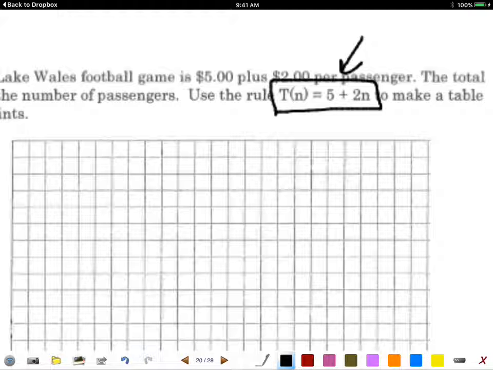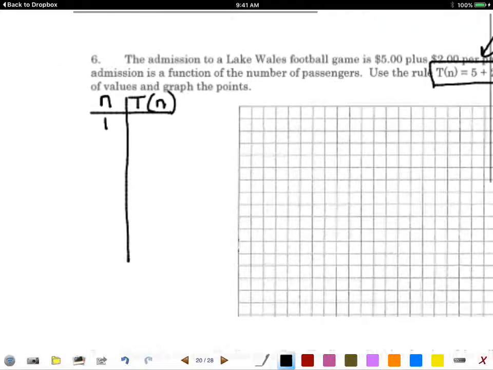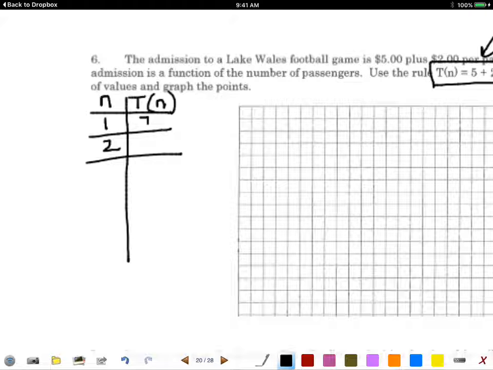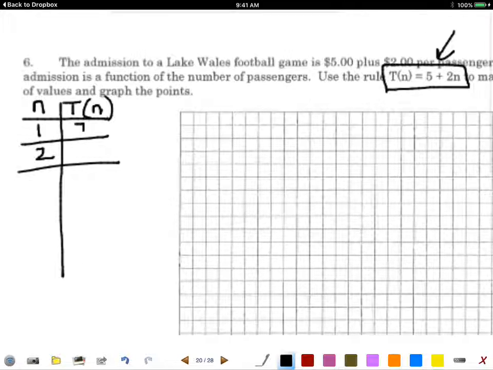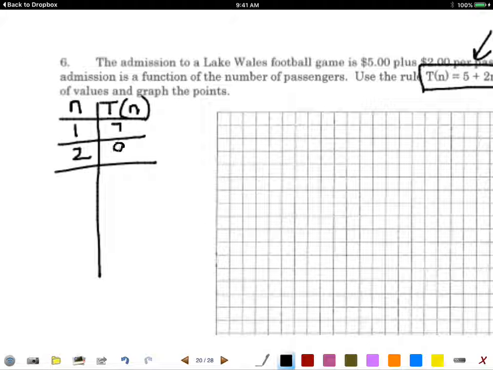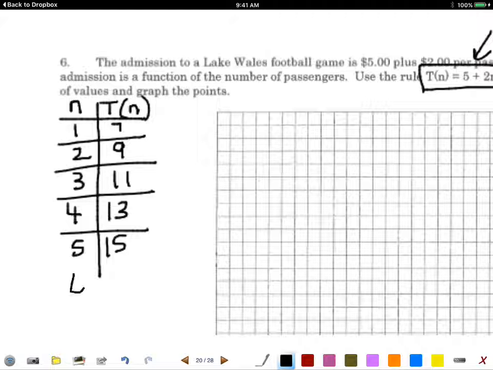Okay, so if that's the case, look at this right here, and we have to do 2 times 1 first, right? Which is 2, and 5 plus that 2 would be 7. So one person would cost $7. How about 2 people? How much would 2 people cost? 14. You have to do the 2 times 2 first, and then add the 5. So it would be 9. Be very careful. 3 people would cost 11. 4 people would cost 13. 5 people, 15. 6 people, 17, right? Okay. And you could keep going, but that should be sufficient.